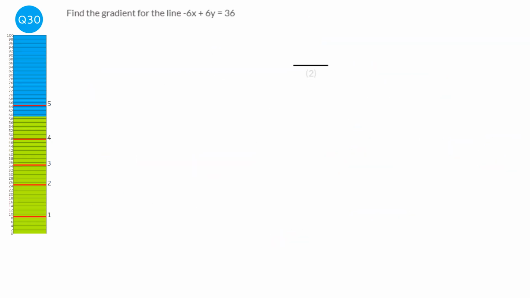140.06. So to find the gradient, we need the formula or the equation in the form y equals mx plus c. And the m there will give us what the gradient is. So we're just going to be rearranging this equation.